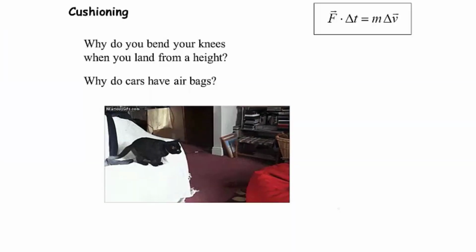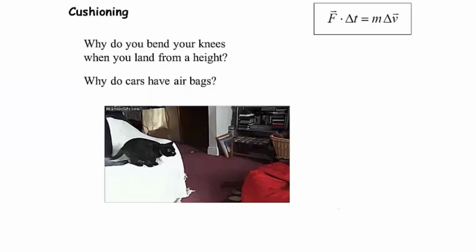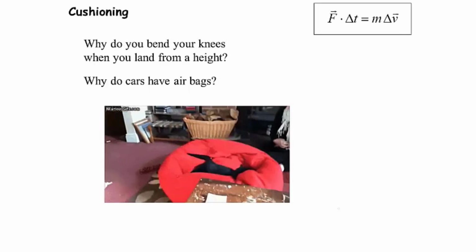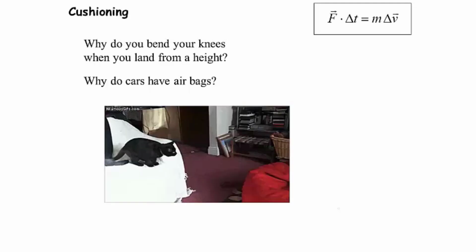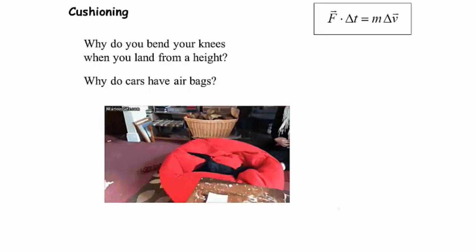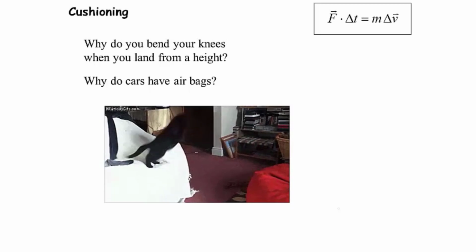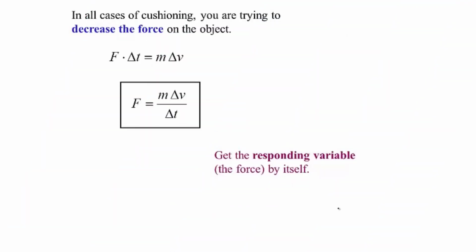Cushioning. Why do you bend your knees when you land from a height? And why do cars have airbags? Many applications like this, like airbags, bungee cords, trampolines, are basically the same kind of thing. In all cases of cushioning, you're trying to decrease the force on the object.